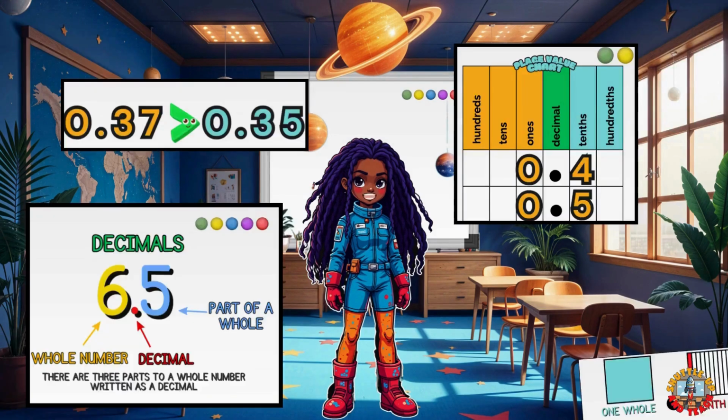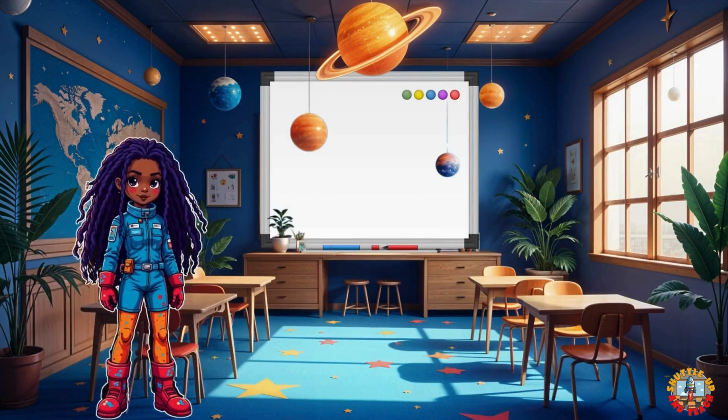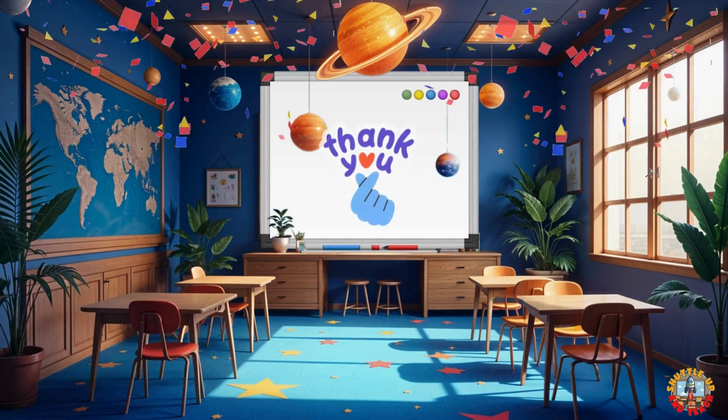We've learned so much about decimals today, from representing them with visual models to comparing and ordering them. Keep practicing and you'll become a decimal expert in no time.